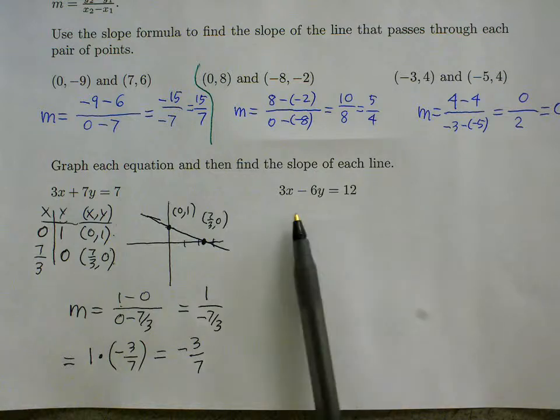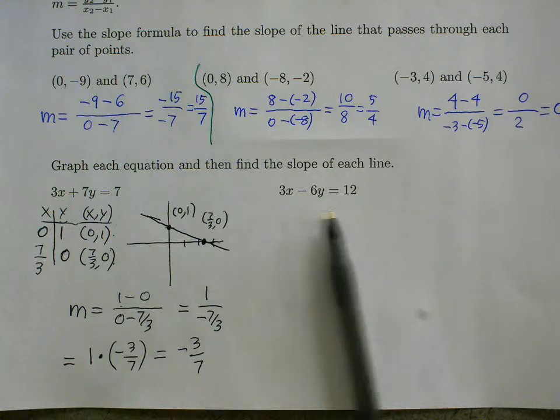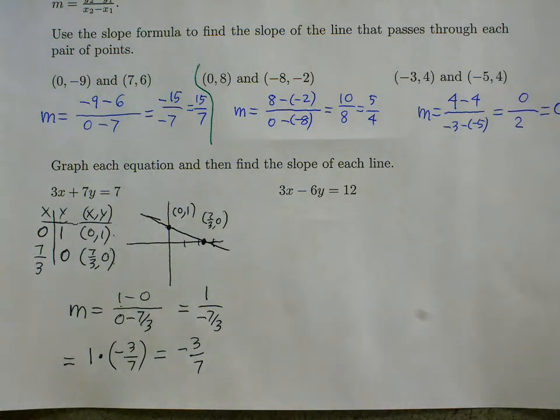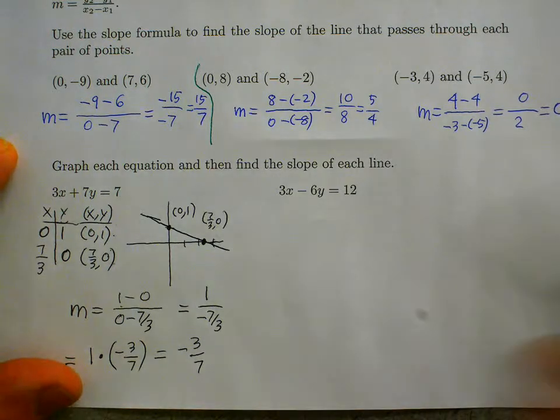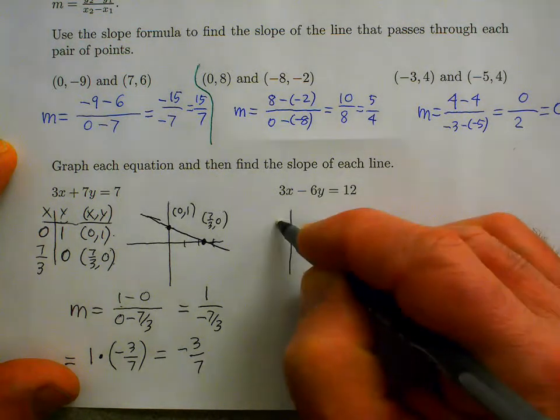Okay, let's do the next one. 3x minus 6y equals 12. So we'll find two ordered pairs, plot the two ordered pairs, and graph the line.